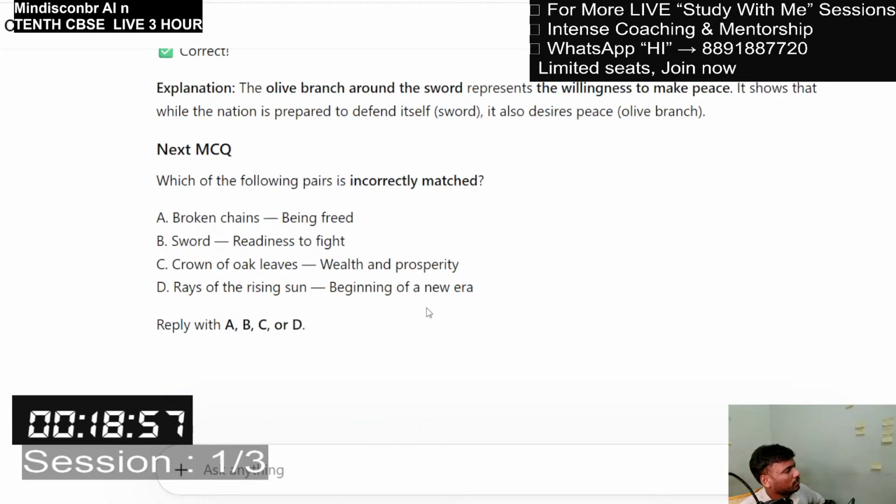Which of the following pairs is incorrectly matched? Broken chains, being freed, right? Sword, readiness to fight, right? Crown of oak leaves, wealth and prosperity? No, it stands for heroism. That's the wrong statement. Rays of the rising sun, beginning of a new era.